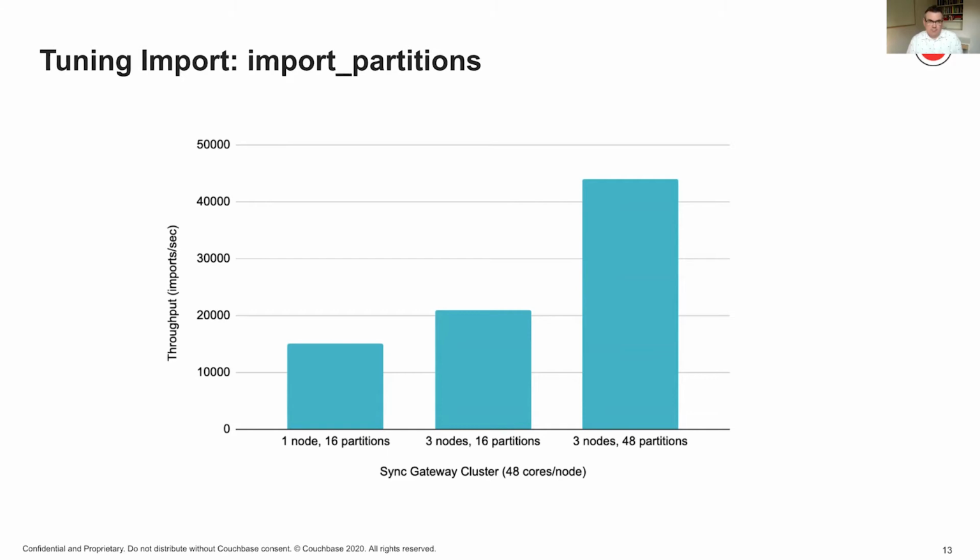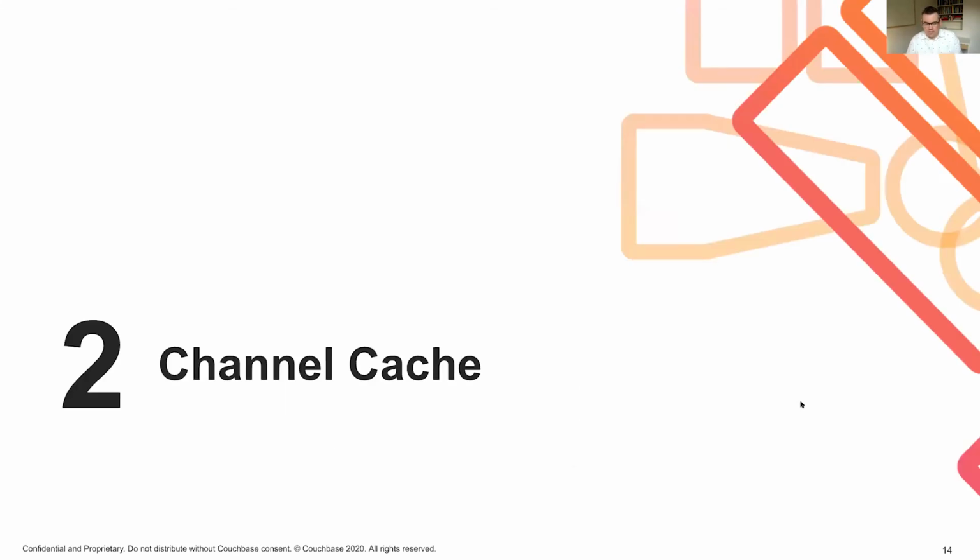Again, in most cases, the default setting of 16 partitions is going to be fine if you're running moderate sized nodes or you don't have a very large cluster. But the ability to tune import partitions as you're working with much larger clusters becomes a good way to get additional throughput from your system. So I think that covers import.